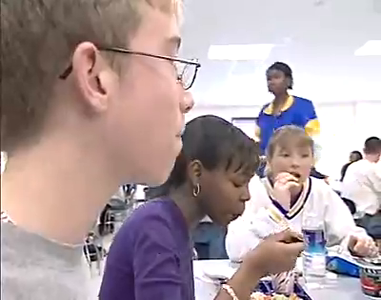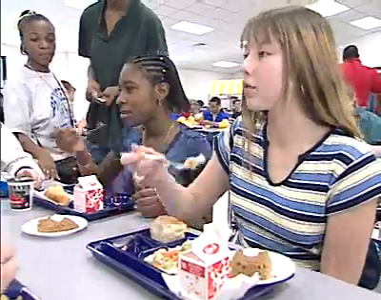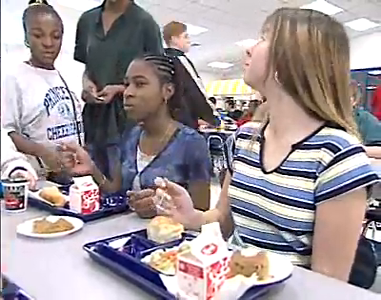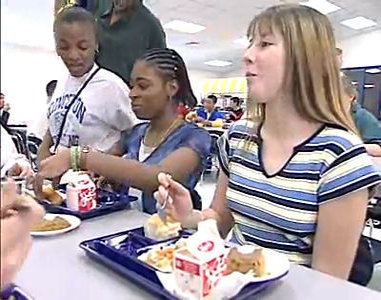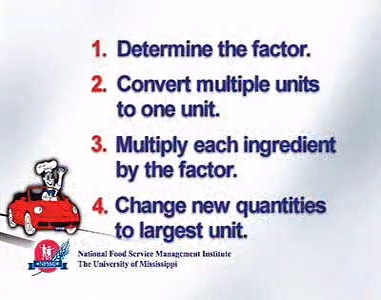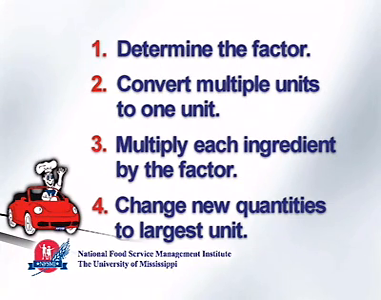Use the factor method of recipe adjustment to increase or reduce the recipe. There are 4 basic steps. Using a calculator, determine the factor to be used, convert multiple units to 1 unit, multiply each ingredient by the factor, and change the new quantities into the largest weight or measure unit.